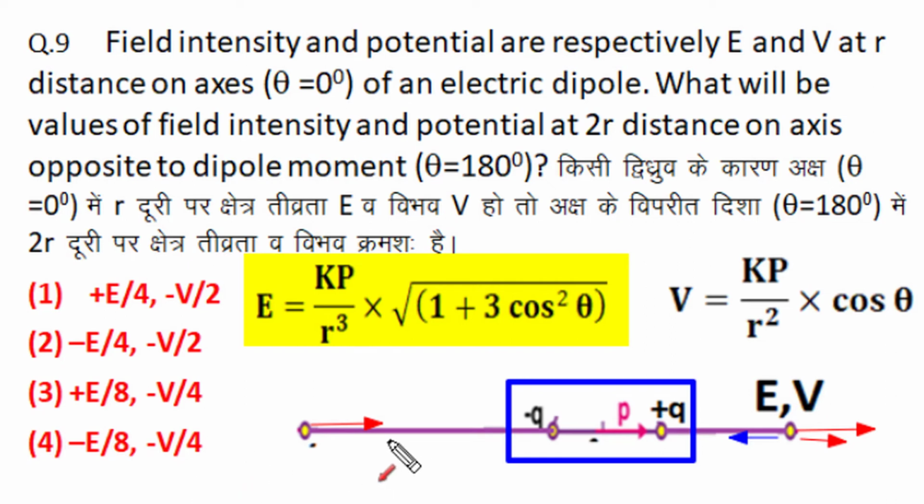So at double distance, due to the inverse cubic relation of distance, 1 by r cubed, this electric field becomes E by 8 with the same direction.